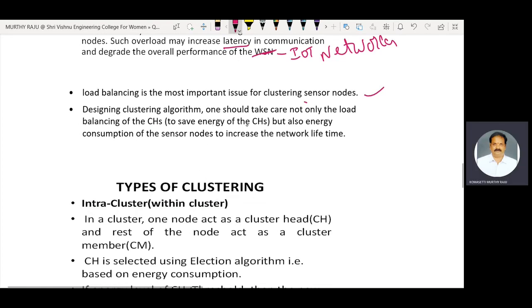Designing a clustering algorithm, one should take care not only of the load balancing of the cluster heads, but also of the energy consumption of the sensor nodes to increase the network lifetime. This is the important point.